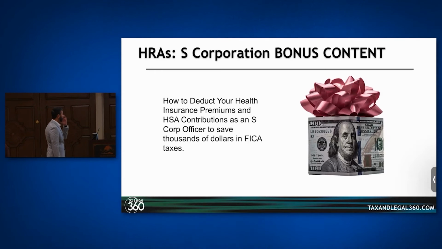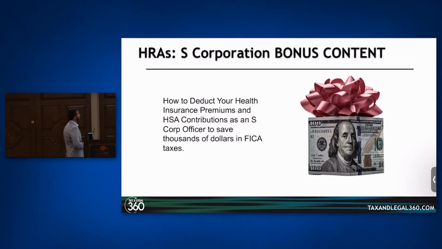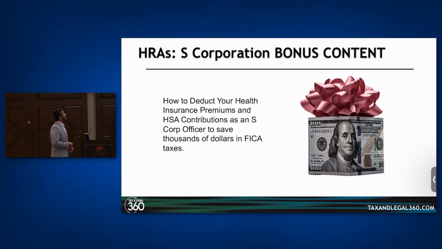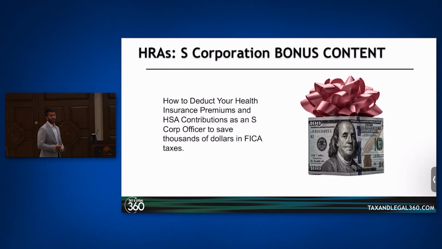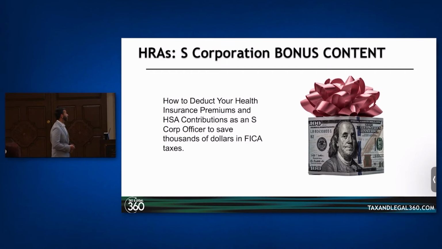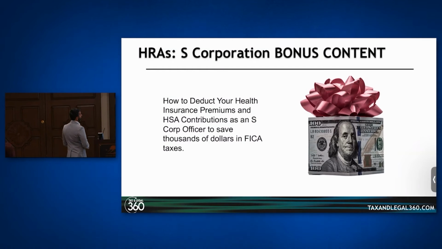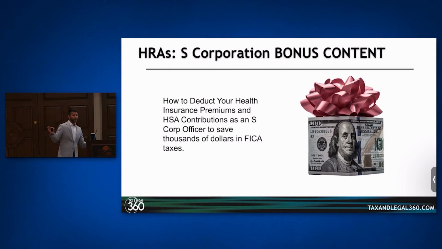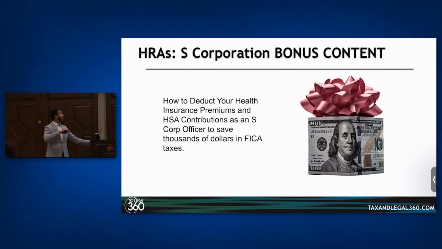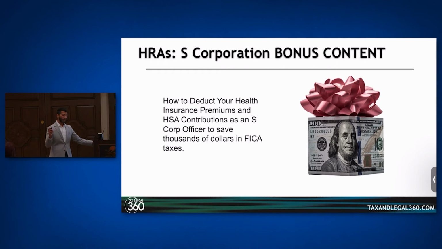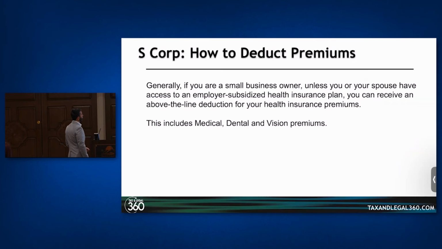Okay, let's get into some of this bonus content I was talking to you about. What I'm going to present here is how to deduct your health insurance premiums and your HSA contributions as an S corporation officer. And this is going to save you thousands of dollars in FICA taxes. I can almost guarantee that a lot of you who are running your S corporation are not doing this in the way that I'm going to teach you. And I can almost guarantee that it's going to put at least $1,500 to $2,000 in your pocket every year. So pay attention as I go through these next slides.